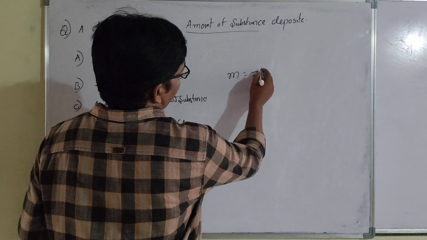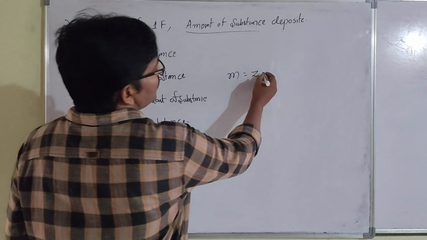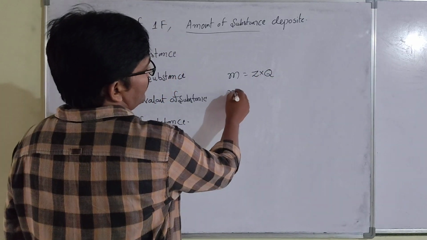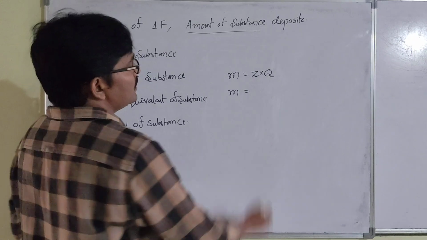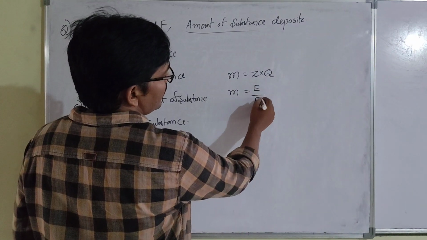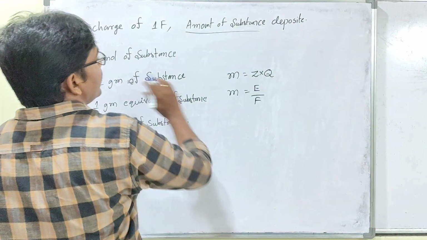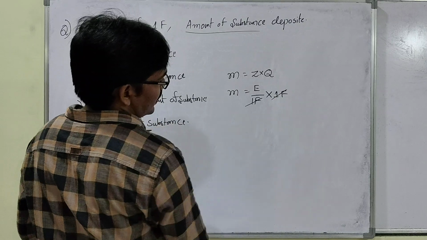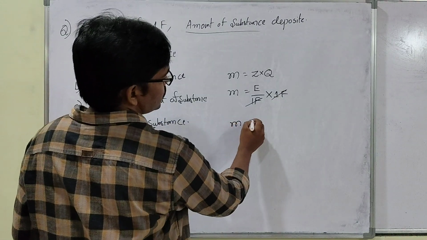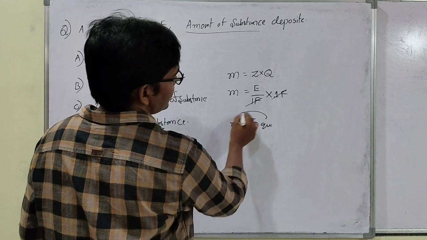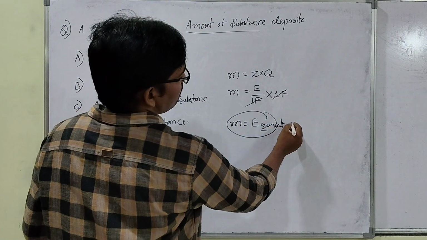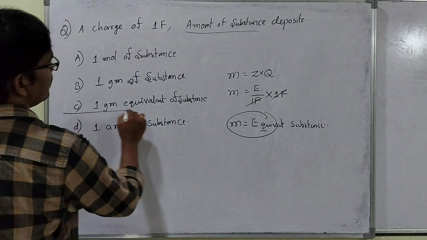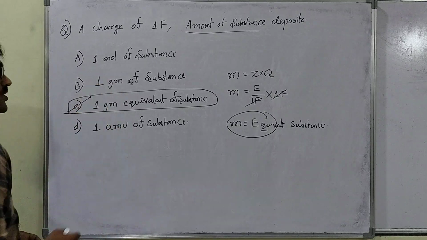So how do we proceed? We have to use Z, that is, mass equals Z into Q. Z is nothing but equivalent weight divided by Faraday. Q is also given as 1 Faraday, so the 1 Faraday and 1 Faraday cancel each other. Then M equals E, nothing but the equivalent weight of the substance. So the gram equivalent weight of this substance is the answer.